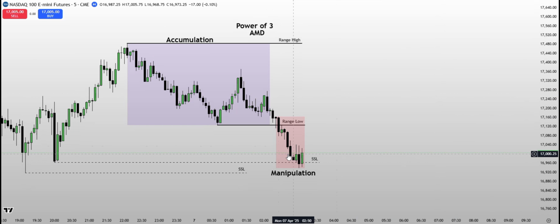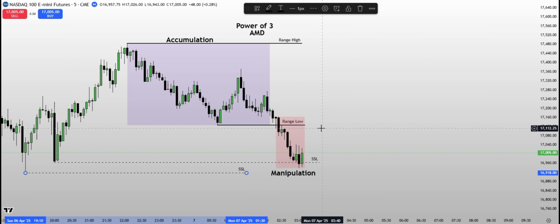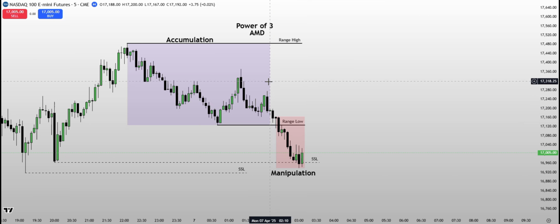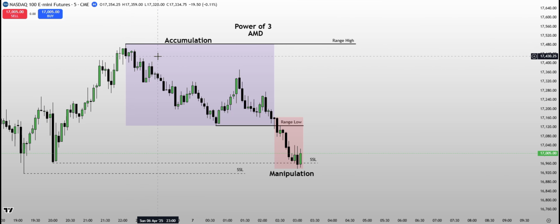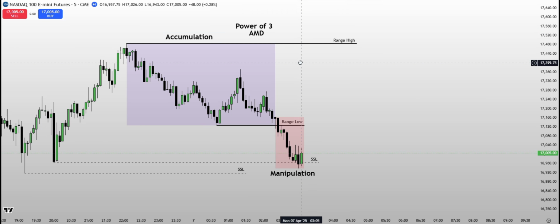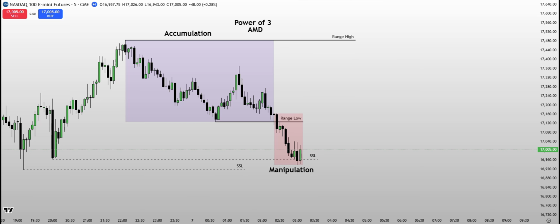What should we expect price to do? We can come and take this low as well and then distribute higher, but eventually we should expect price to distribute to the highs. We have lots of low resistance liquidity up here on the lower time frame, range high, PO3 type move. It would make sense if price wanted to come and head higher. So let's see what price does.